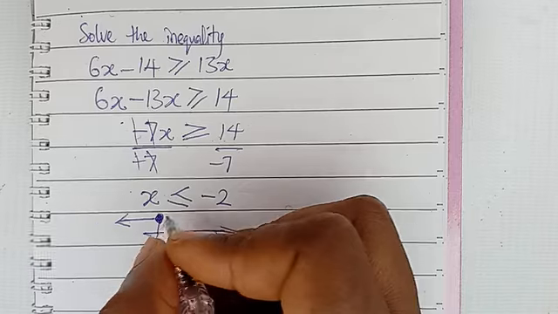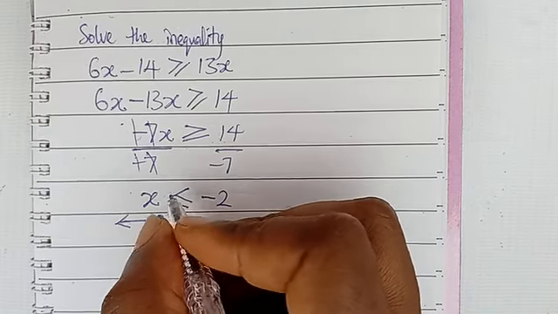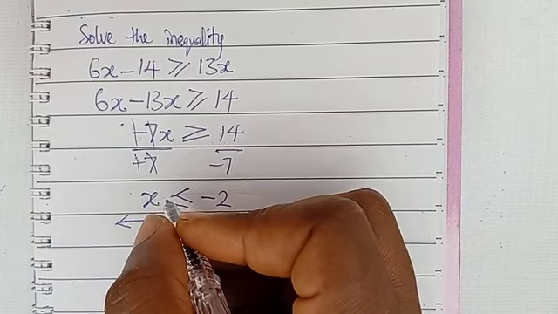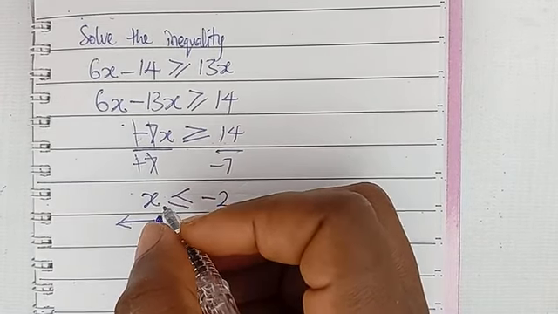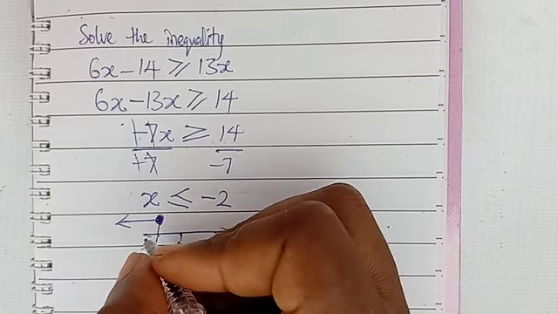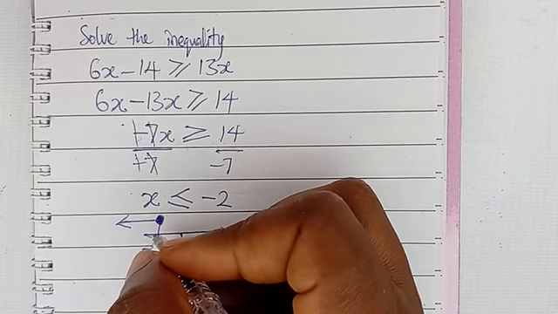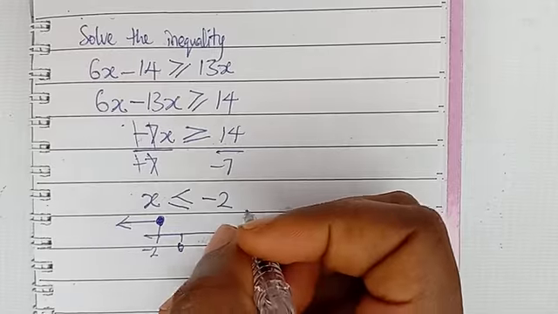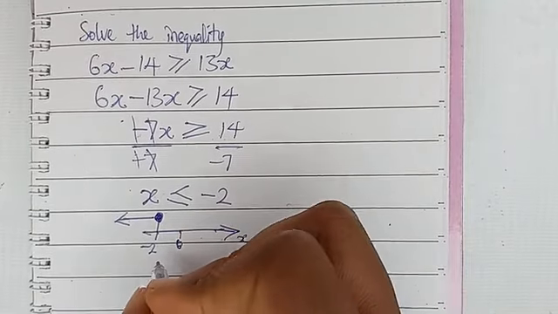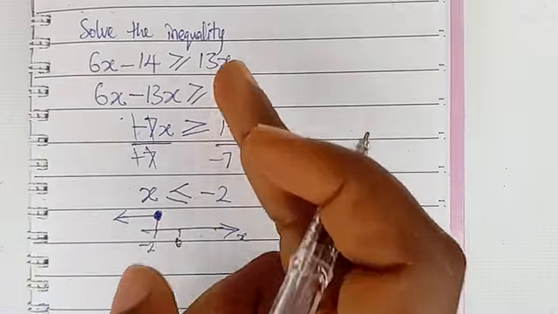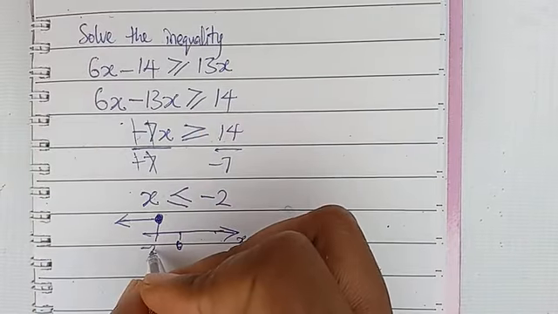So we shade it. Why? Because it says less than or equal to. Whenever it's greater than or equal to, or less than or equal to, what it means is that that value is also part of the answers. That is part of the values for which the inequality is true.